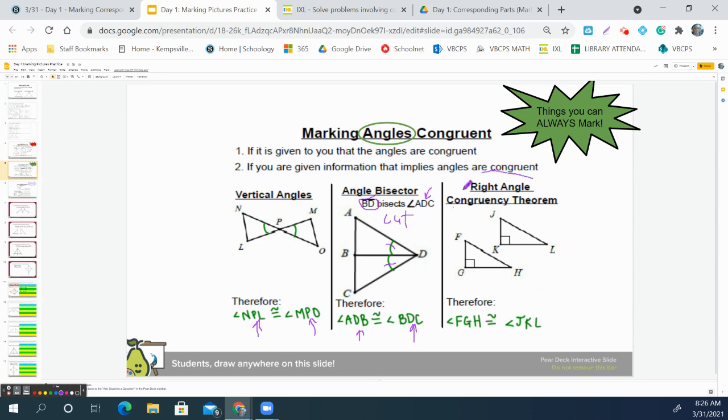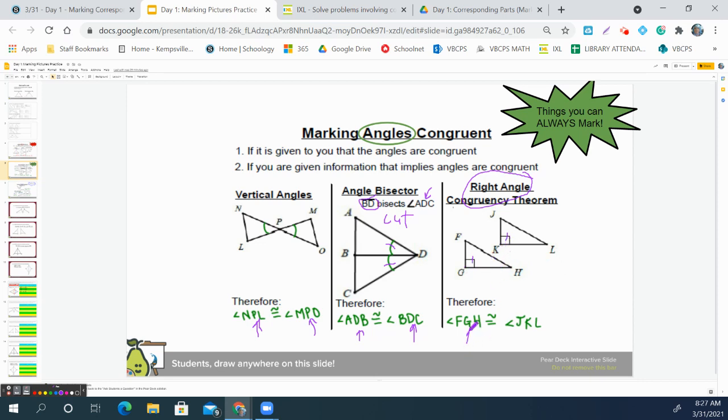Then this right angle congruency theorem just kind of makes sense until you start working and then you're like, oh wait, I forgot, right angles are always 90 degrees. Right angles are always 90 degrees, okay? So angle G is congruent to angle K.